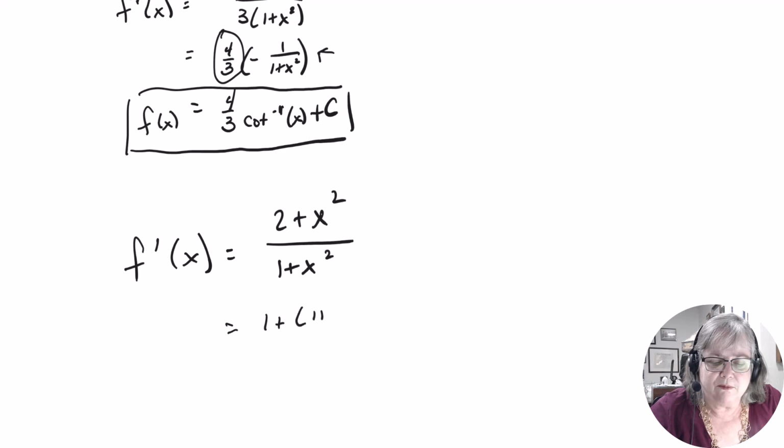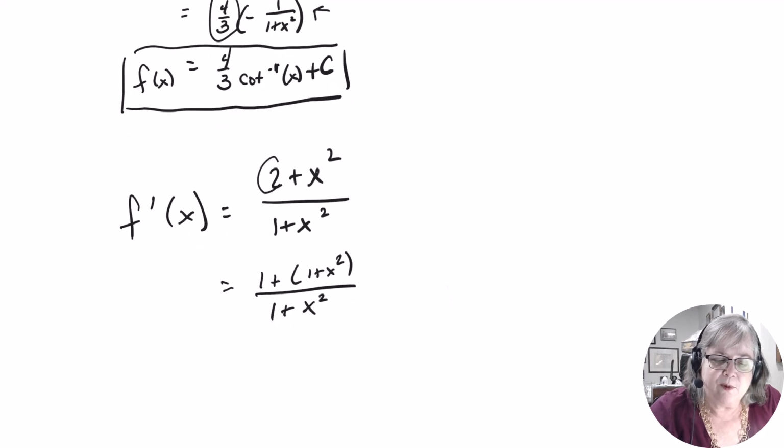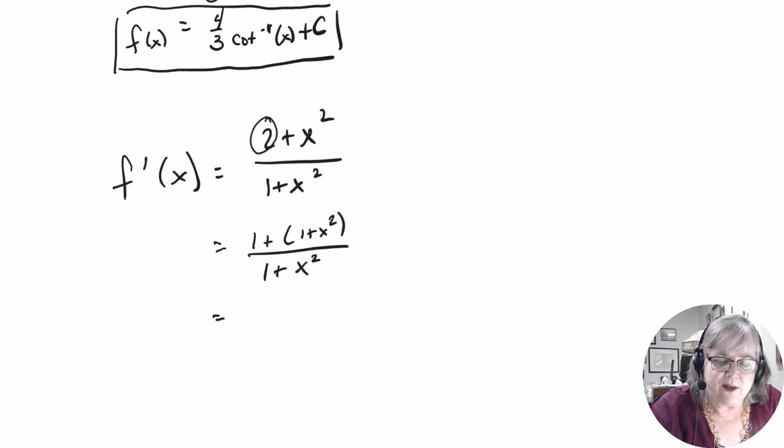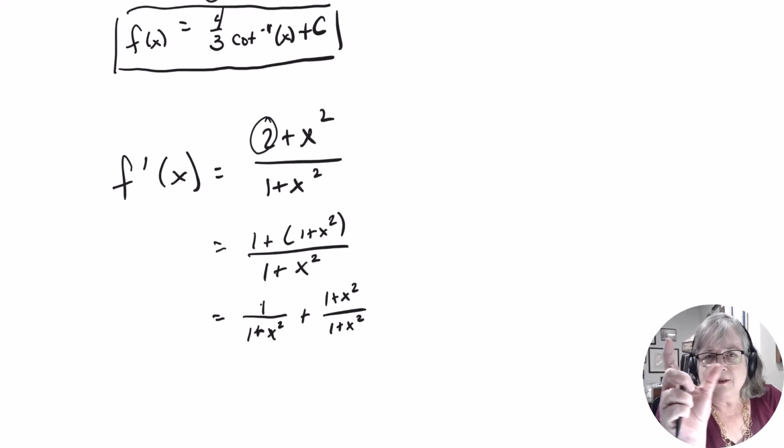Just for trying it on for a possibility, the 2 breaks down to 1 plus 1, right? And then if you have this one, so here's your 1 plus 1, but if you group the 1 with the x squared, this might be kind of interesting in the fact that this is 1 over 1 plus x squared plus 1 plus x squared over 1 plus x squared. Now you can't split the x squared plus 1.